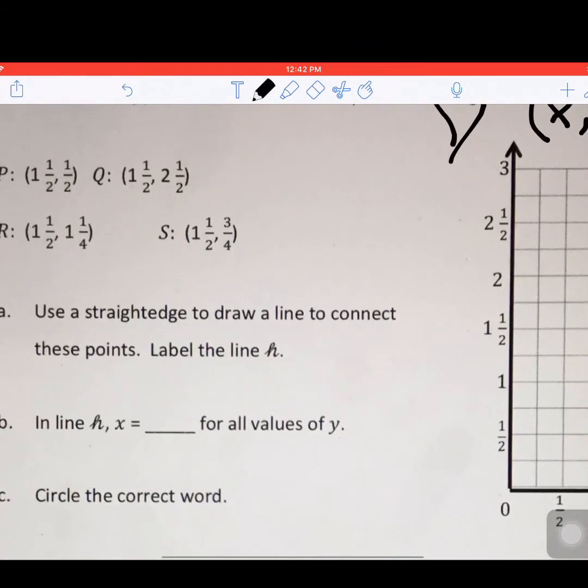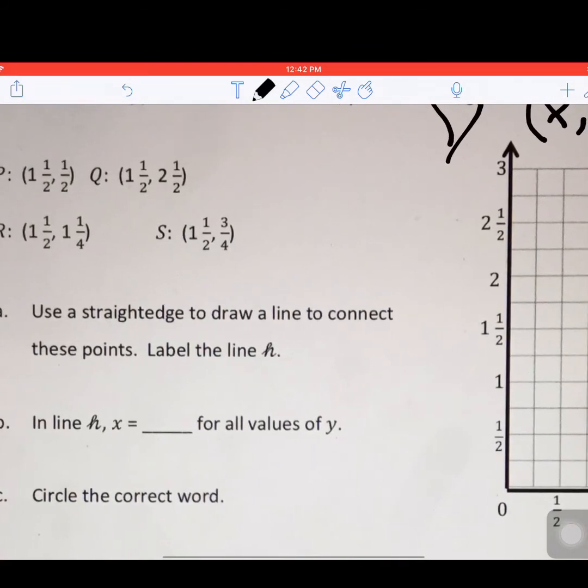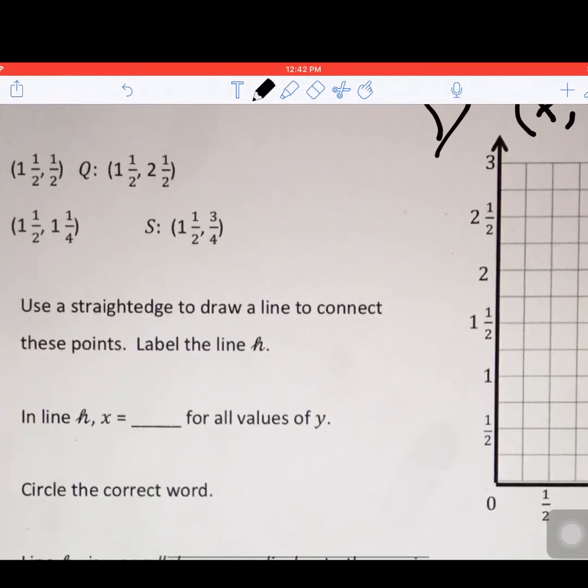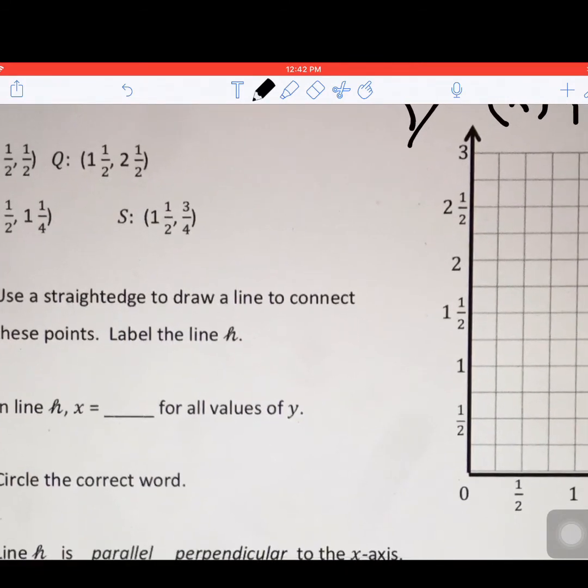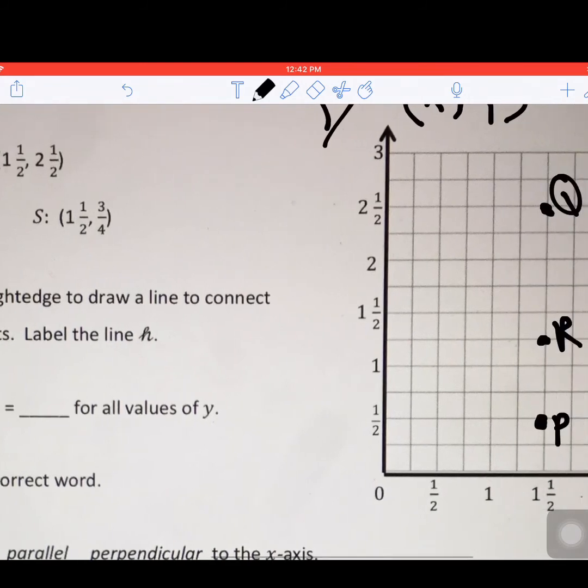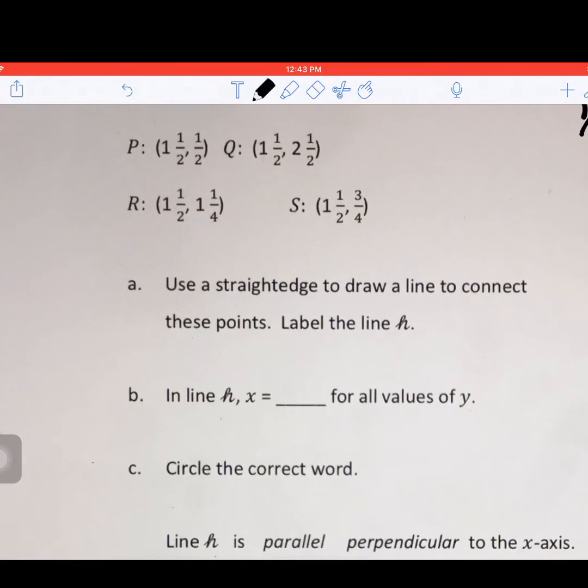My last point is 1 1/2 and 3/4. Once again, I want you to think about where that 3/4 is going to go on the y-axis. It's a little bit more than 1/2 and a little bit less than 1. So that's going to go right in between those as S.